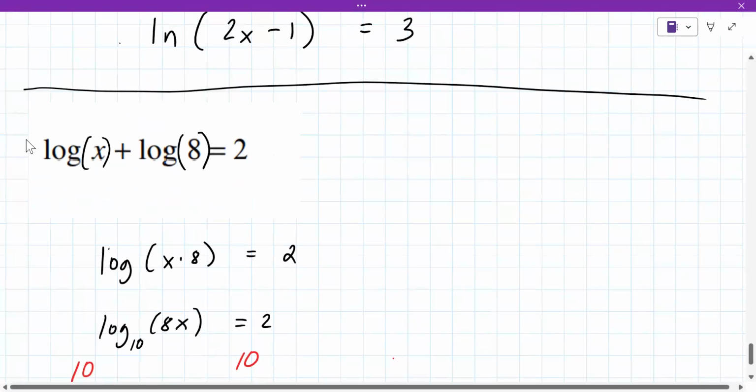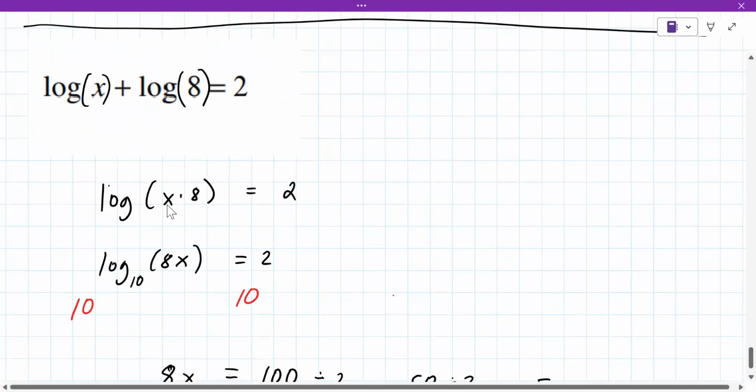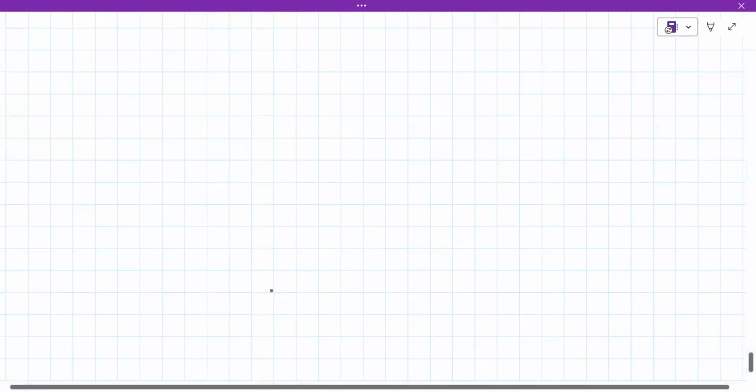So notice that we started out with 2 different logs, and we combined them, right? Found the product. Then we use that log stuff. All right, so let's try another one here.